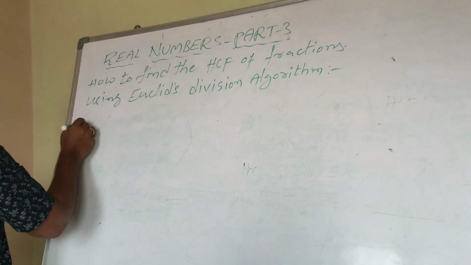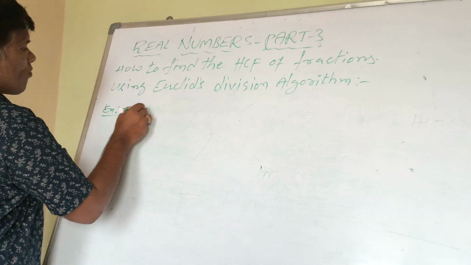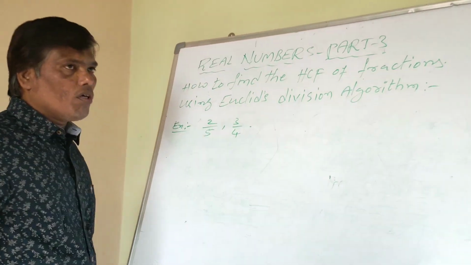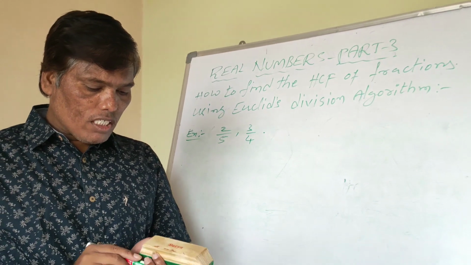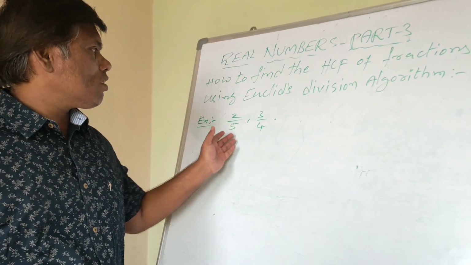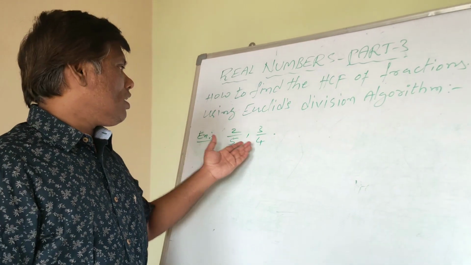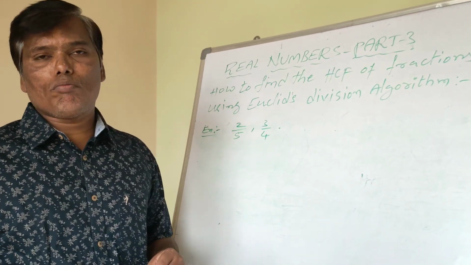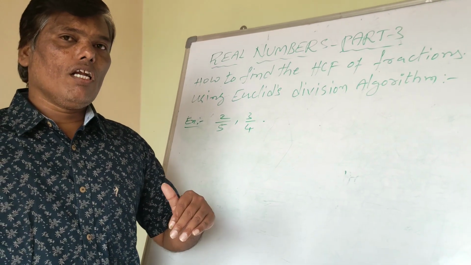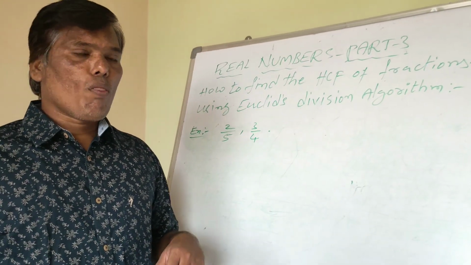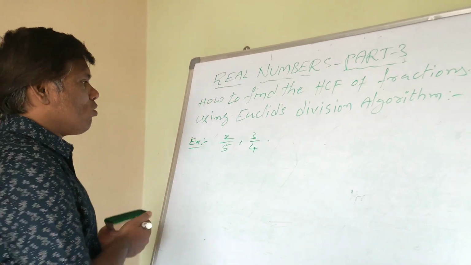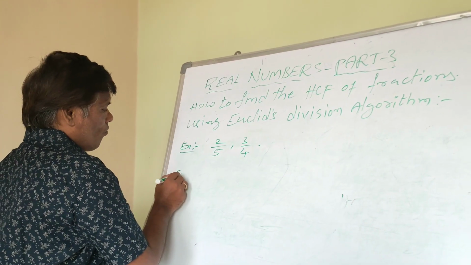Only positive integers. So you see, let us find the HCF of the fractions 2 by 5 and 3 by 4. I already said that Euclid's division algorithm can be applied only to positive integers. But these are not integers, these are fractions or rational numbers. Even though they are fractions, I will find the HCF by converting them into positive integers. So how do we do it?